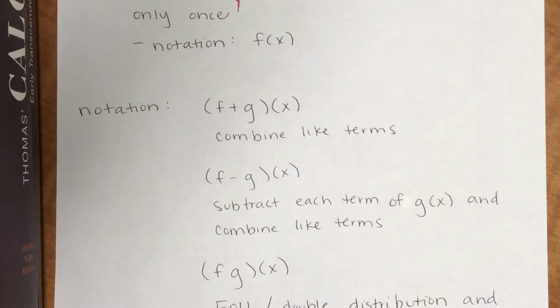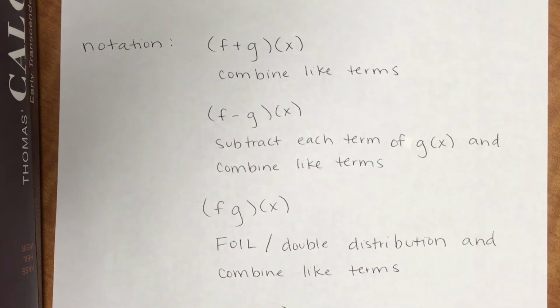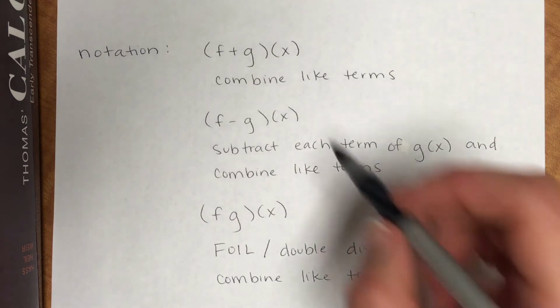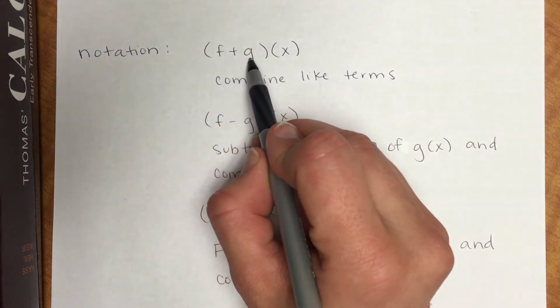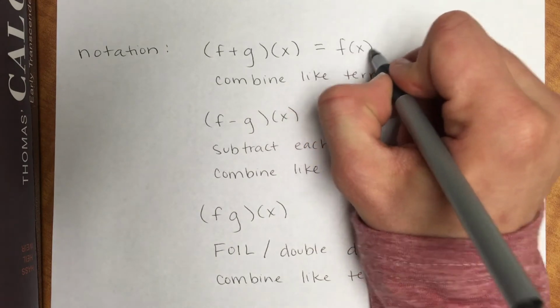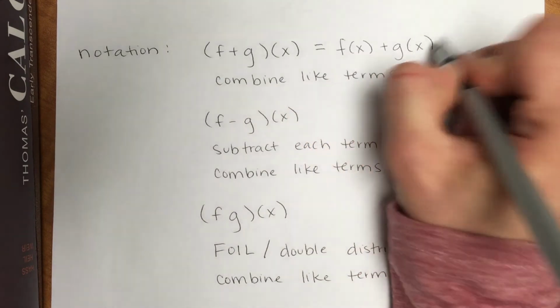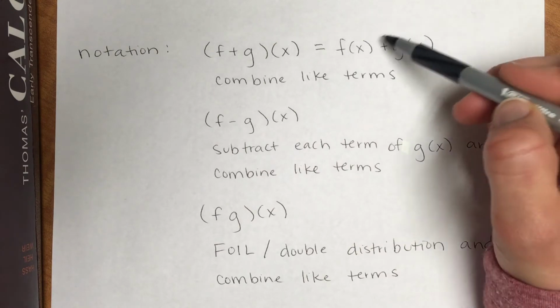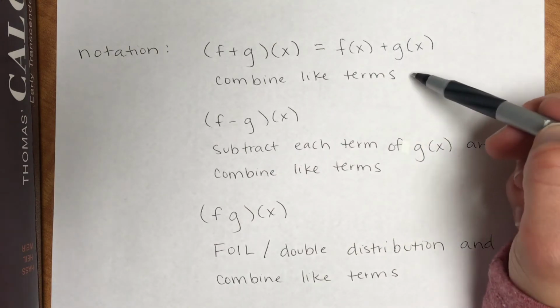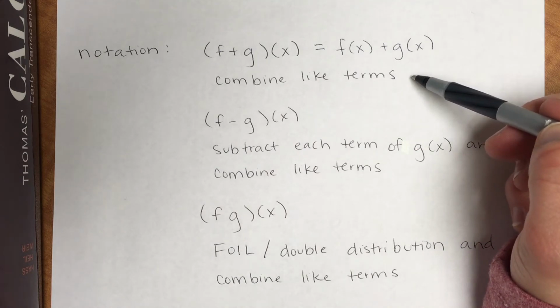So we're going to talk about operations of functions. So that means you can add, subtract, multiply, and divide functions. Here's the notation. I know it looks a little funny, but f plus g of x can also be written as f of x plus g of x. And this makes it a little clearer what's happening. You're taking your f function and your g function and you're just adding them together or combining like terms.